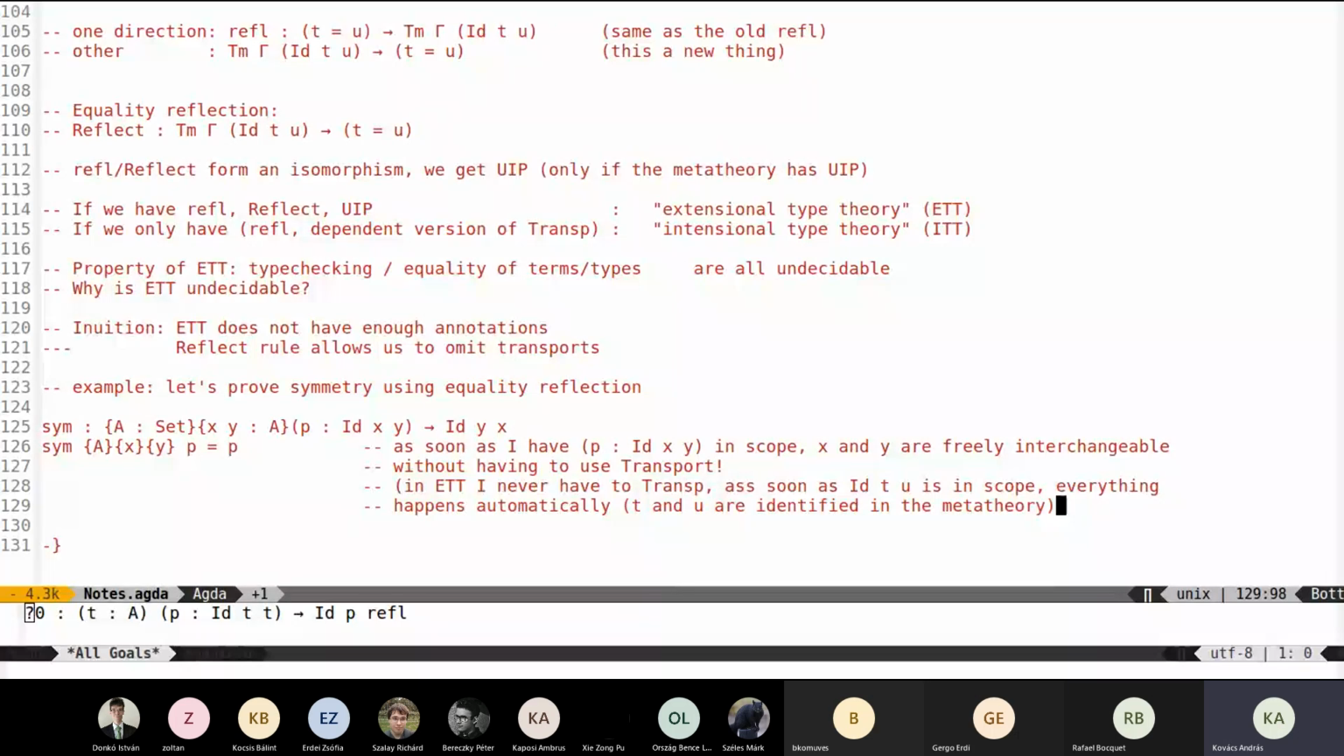And you can imagine that it is undecidable in general to have some proof and erase some equational reasoning from the proof, and then just try to automatically get it back.